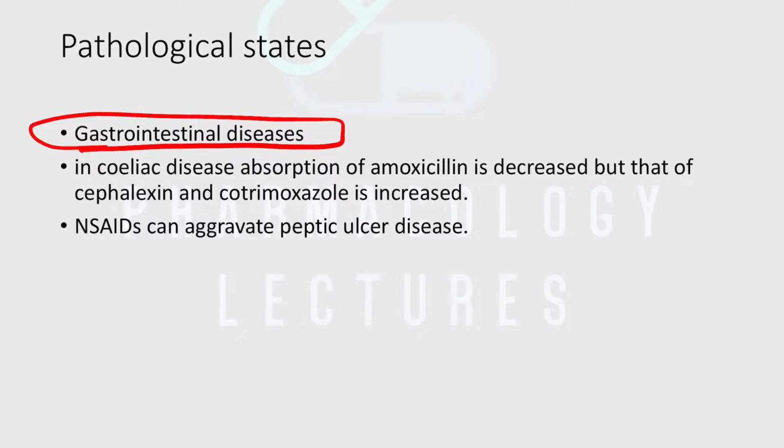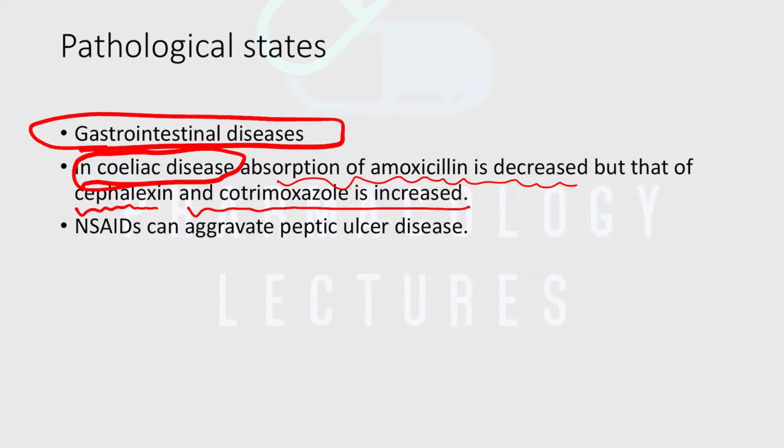Gastric conditions: obviously a drug gets absorbed from the stomach and the intestine, so any gastric condition can alter the absorption of a drug. Here is an interesting example, celiac disease. In celiac disease, absorption of the antibiotic amoxicillin usually decreases, but another antibiotic, that is cephalexin and cotrimoxazole, increases. So there is a very specific example: in celiac disease, some antibiotic absorption increases, some decreases.